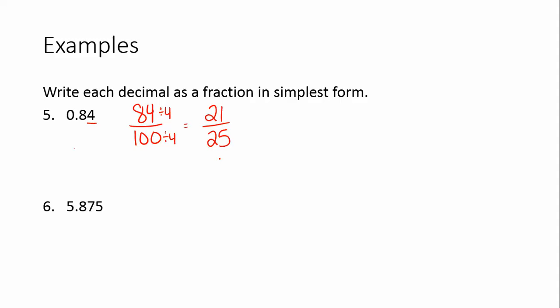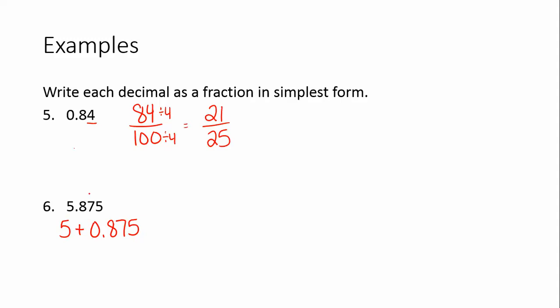Number 6, 5.875. Here we have a fraction, but it also has a 5 in front of it. So we're going to ignore the 5 for a little bit first. We know the 5 is going to come into play at the end. So it's going to be 5 plus 0.875.